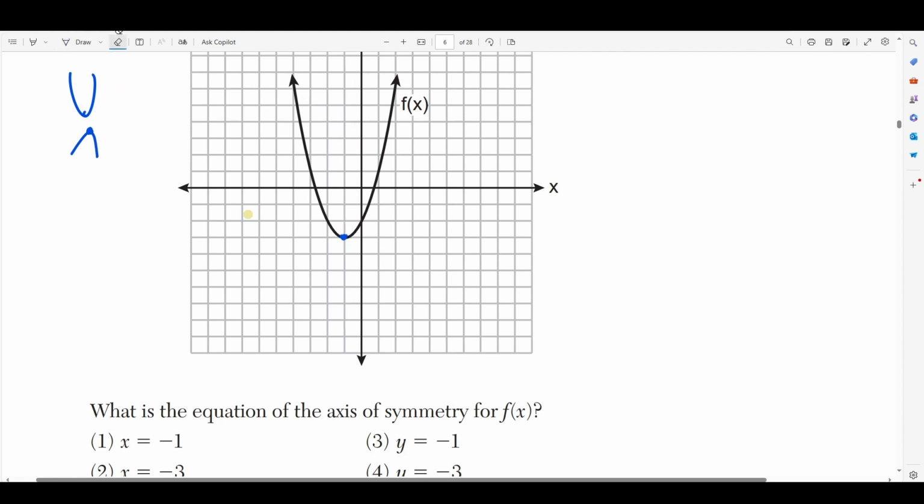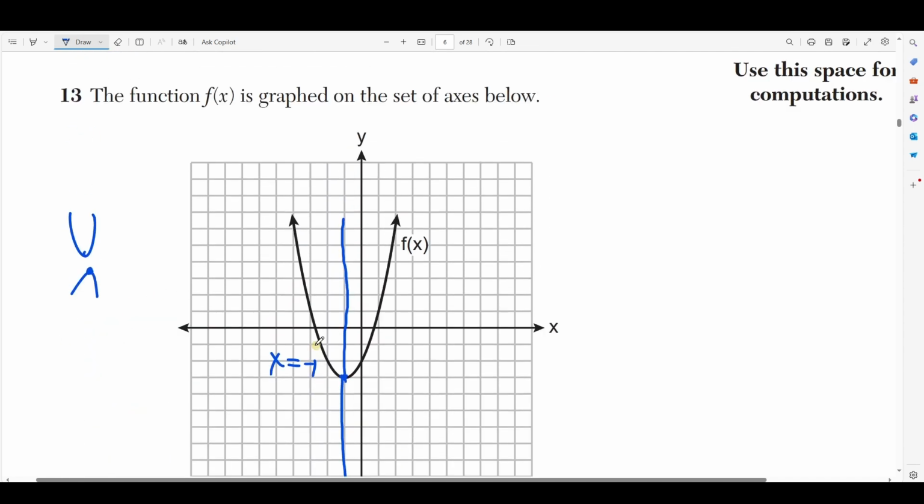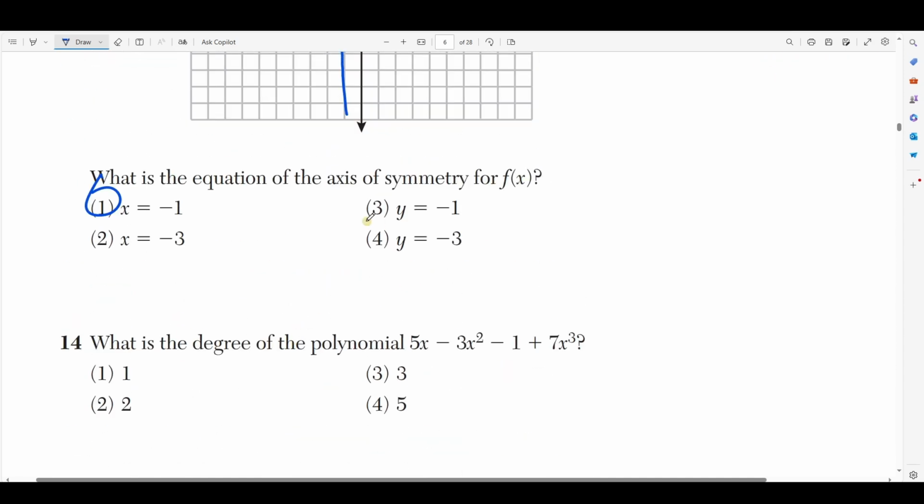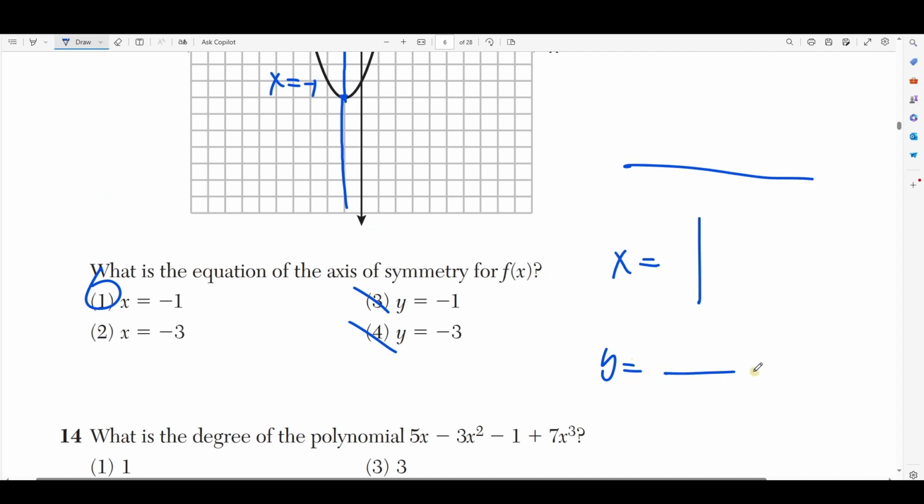Oh, that sucks. So my axis of symmetry is going to be this vertical line over here, right? Because it splits it up into 2 equal halves. And this happens at x equals -1, which means that our answer choice is 1. X equals -1. Okay, moving on to 14, and if you're wondering why it's not y equals -1, if it was y equals -1, that would be a horizontal line. So when you have a y, there's going to be a horizontal line.